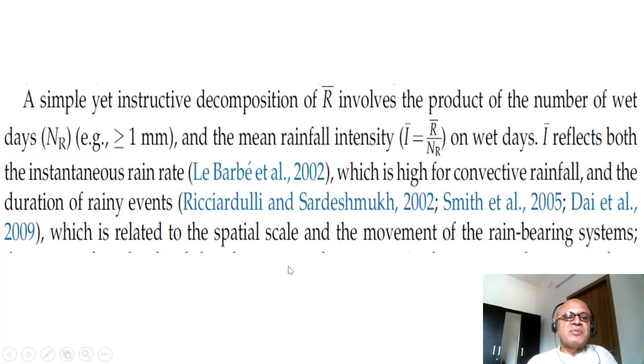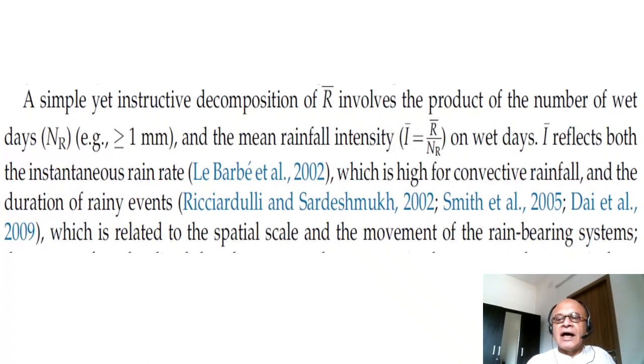So this is from the book, a simple yet instructive decomposition of R bar, which you can think of as seasonal rainfall average, let's say over a particular grid point, or of all of the country, or could be a spatially homogeneous region. So R bar involves the product of the number of wet days, NR. So let's say that's rainfall greater than 1 millimeter, and the mean rainfall intensity. So if you take the total rainfall and divide it by the number of wet days, then you know on average how intense the rainfall was during those days.